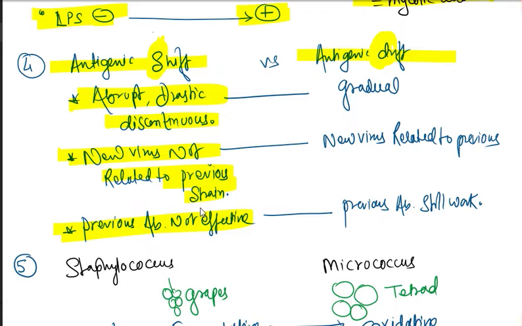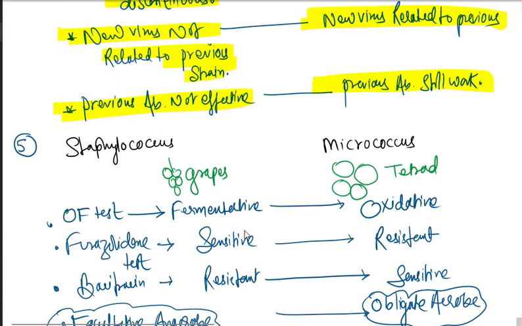Okay, what is antigenic drift? This is a gradual one, and the new virus is related to the previous one, and that's why the previously formed antibody will still work.